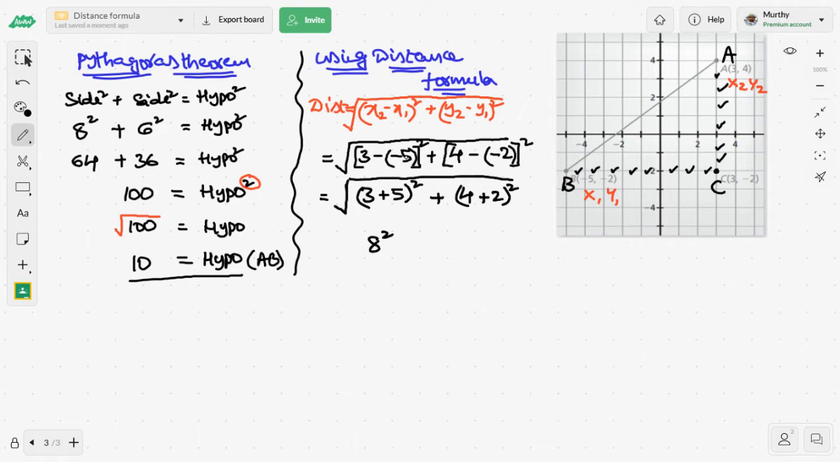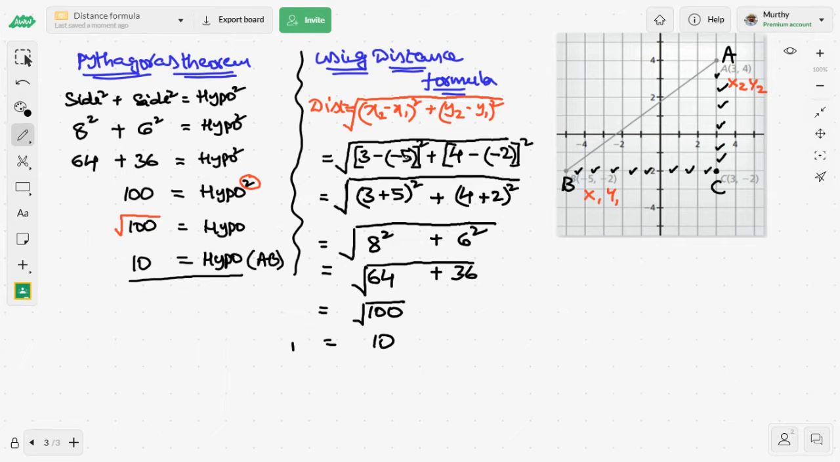That time we may make mistakes. So there's nothing wrong if you write an extra step. So here 4 plus 2, that gives me 6 square. Then 8 square, it is not 8 times 2, it is 8 times 8, 64. And 6 square, 6 times 6, that is 36. Then 64 plus 36, that gives me 100. Square root of 100, that gives me 10 units. So the distance between point A and B is 10 units.